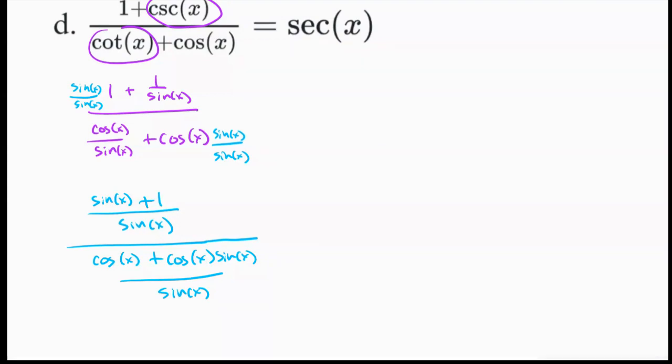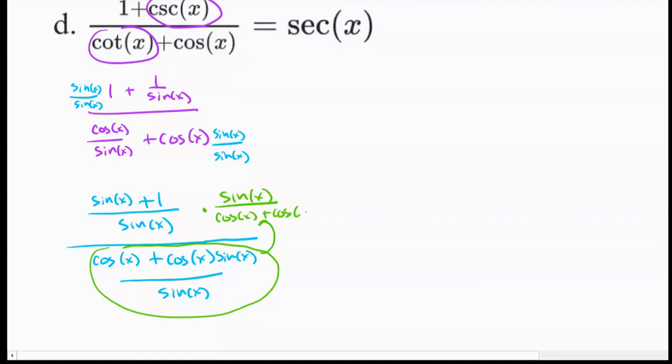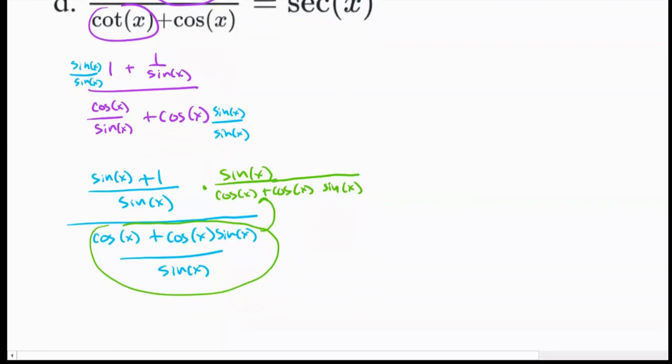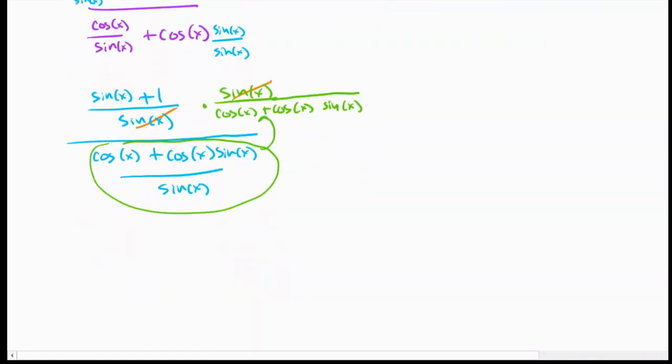And when I have that, I want to multiply by the reciprocal. So taking this, I'm going to multiply it by the top here, so I multiply by sine of x over cosine x plus cosine sine. And this is getting long and ugly, but the nice part is, instead of distributing, I see that these sine x's should be able to cancel. So when I rewrite this, I should just have sine of x plus 1 over cosine x plus cosine x sine x.